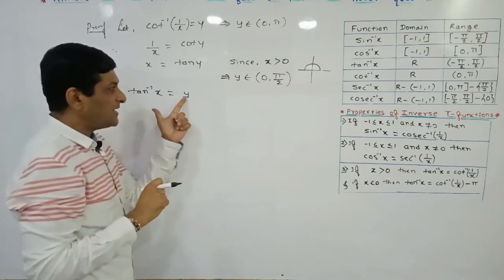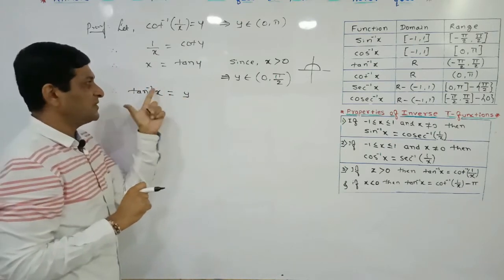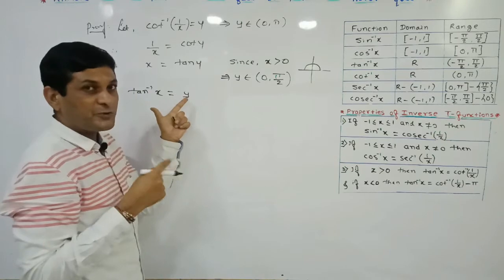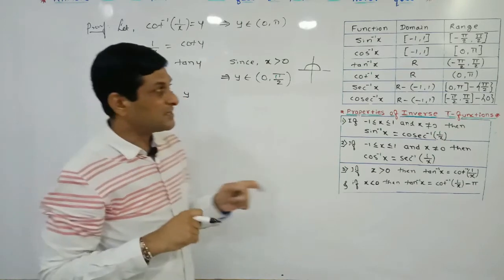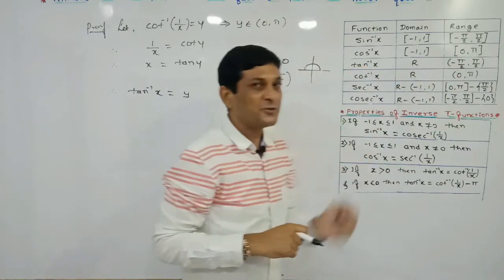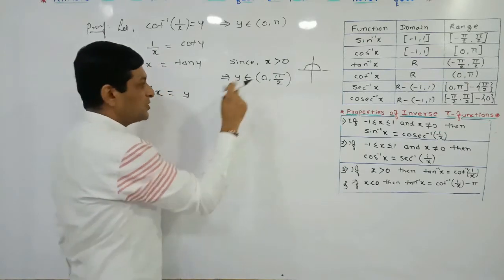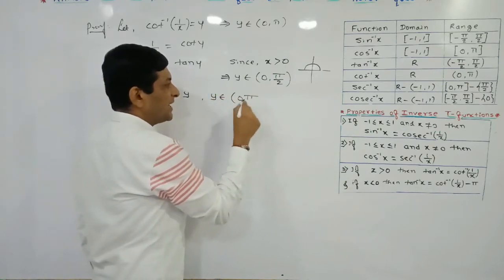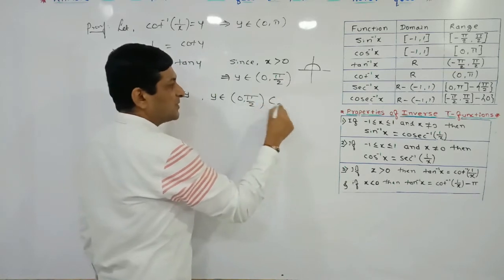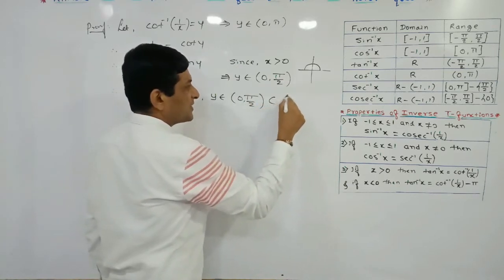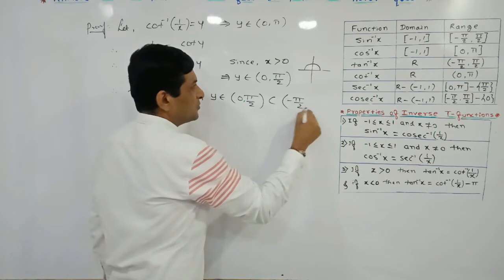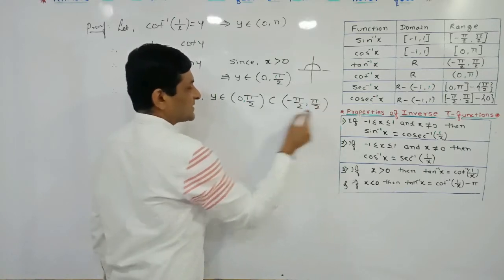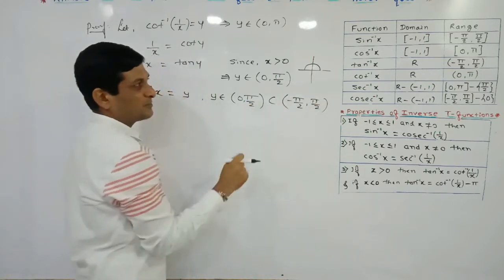y. Now y is nothing but the value of tan inverse of x, so it should belong to its range. What is the range of tan inverse? Minus pi by 2 to plus pi by 2. But already we have proved that y belongs to 0 to pi by 2, and 0 to pi by 2 is nothing but a subset of minus pi by 2 to plus pi by 2. So this is nothing but a subset of this part.